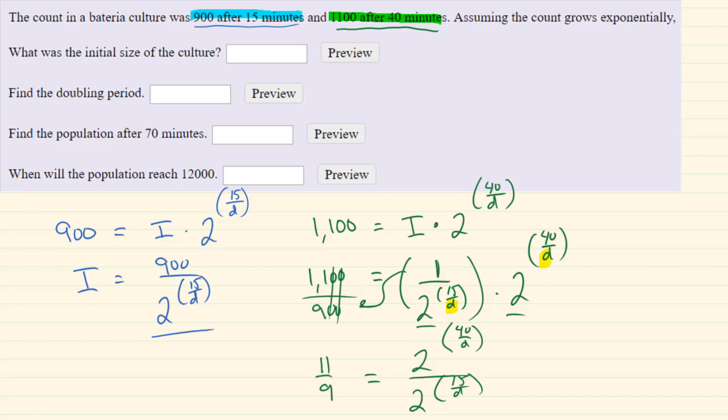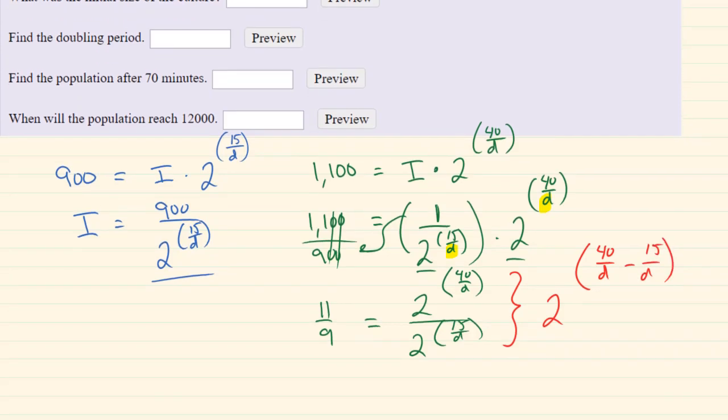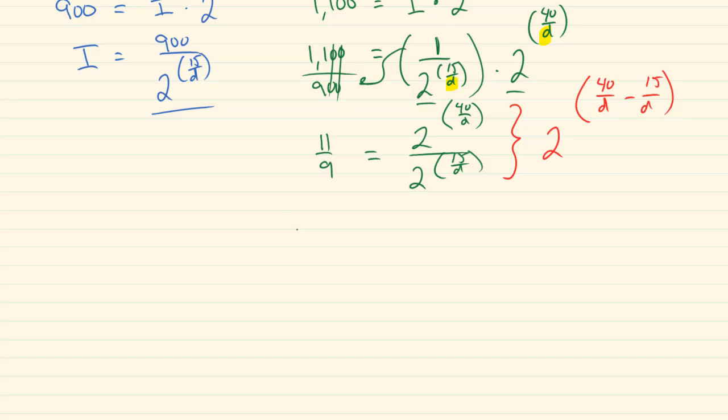And you can use a rule called the quotient rule for exponents at this stage, and that's going to give you 2 to the power of 40 divided by d minus 15 divided by d. So this will simplify our equation to 11 over 9 equals 2 to the power of, and because we have a common denominator of d, we can just subtract these and we'll get the 25 over d power. So this is how we get a single d on the right side of the equation.